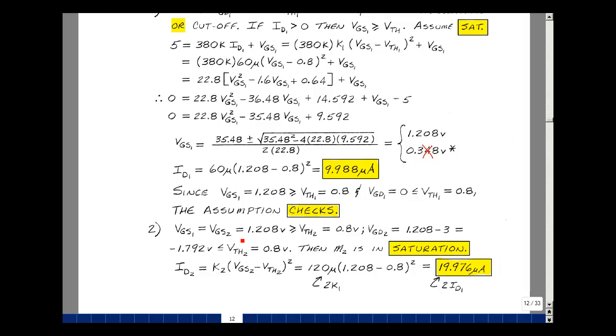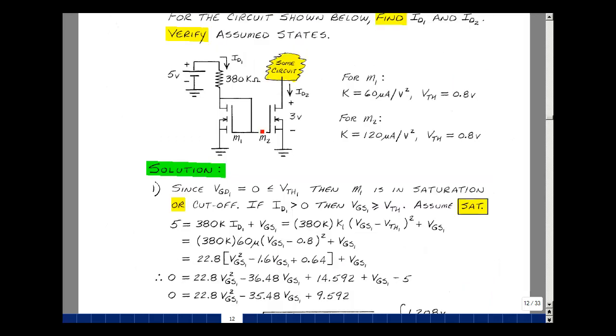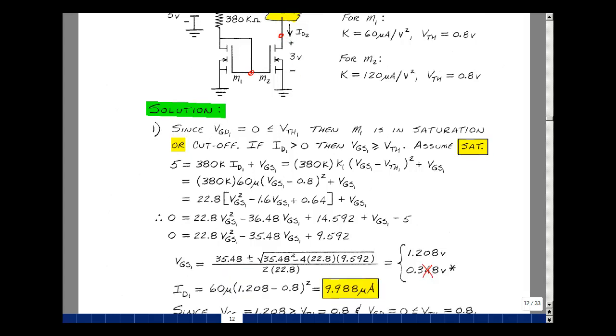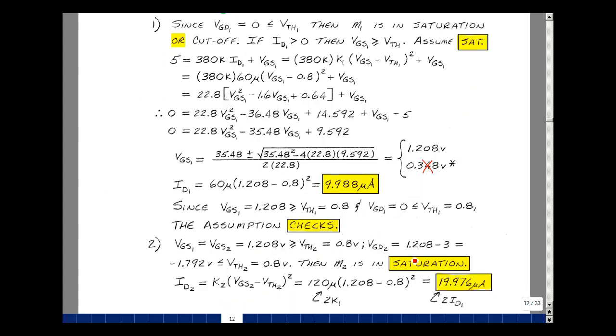Well, the two gate sources are in parallel. The gate source of transistor 2 is the same as 1. It's 1.208. That's greater than threshold of 0.8. And the gate to drain we can solve for. Let's go up here in the picture. Here's the gate, and here's the drain. We know the drain is 3, and we just solve for the gate voltage. Let's take that difference. 1.208 minus 3 is a minus 1.792. That's less than 0.8. Therefore, M2 is in saturation also.